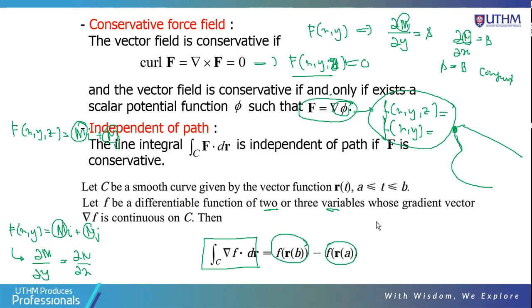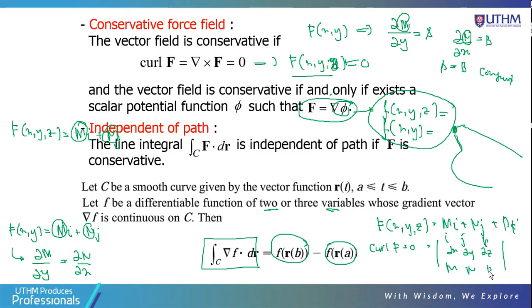If the vector field has three variables, Mi plus Nj plus Pk, then you must prove that the curl of F equals 0. How? You have learned this: the determinant with i, j, k, partial x, partial y, partial z, and M, N, P. You solve it and then you get 0. So this one we call a conservative vector field.